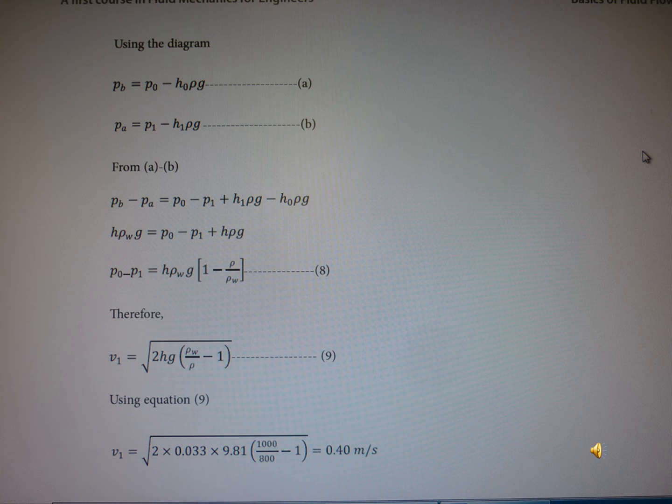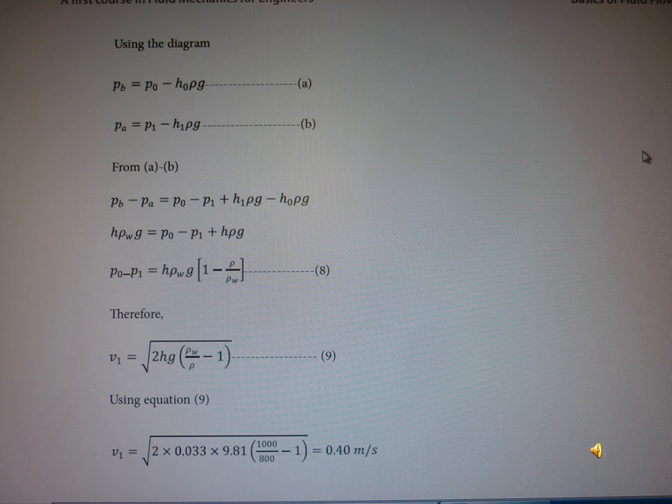For that we use the equations: pB is equal to p0 minus h0 multiplied by rho g, and pA is equal to p1 minus h1 multiplied by rho g. So from these equations A and B, we can see pB minus pA equals p0 minus p1 plus h1 rho g minus h0 rho g. So h rho_W g is equal to p0 minus p1 plus h rho g. So p0 minus p1 equals h rho_W g multiplied by 1 minus rho divided by rho_W.